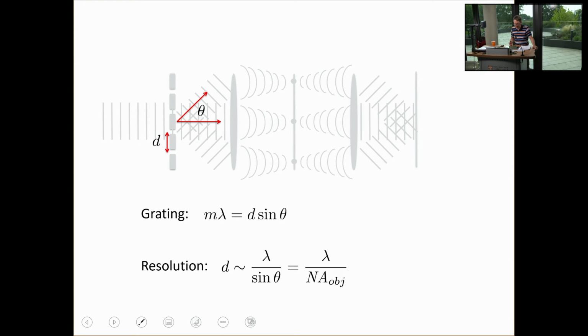Okay, so what is that maximum angle? We know that the first order is m lambda equals d sine theta. So rearranging this, for m equals 1, we get d equals lambda over sine theta. And sine theta here is the numerical aperture. That angle here turns out to be the numerical aperture, right? So the resolution you gain is given by precisely that formula.